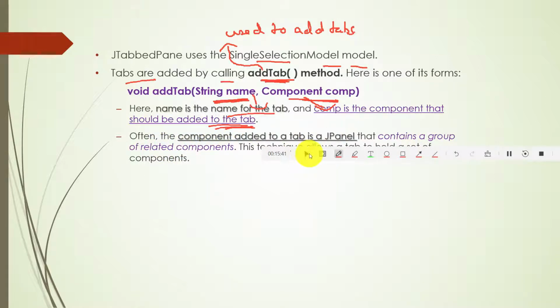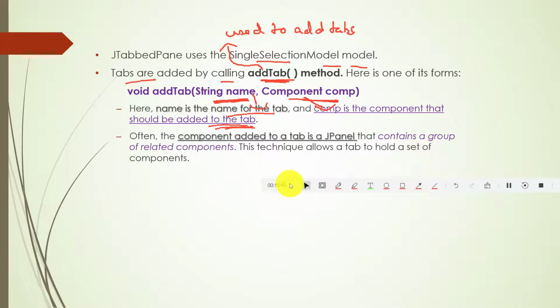JPanel is the one which you add, students. For example, say you have a city tab. When you press the tab which has the city, the panel which has the city will be activated and all cities will be displayed. That is how it works. Often the component added to a tab is a JPanel that contains a group of related components. This technique allows a tab to hold a set of components.